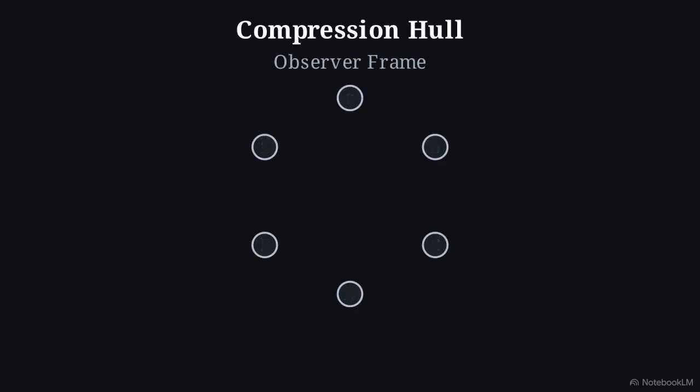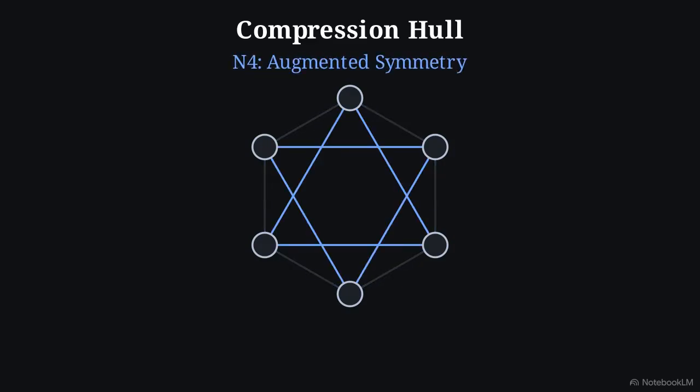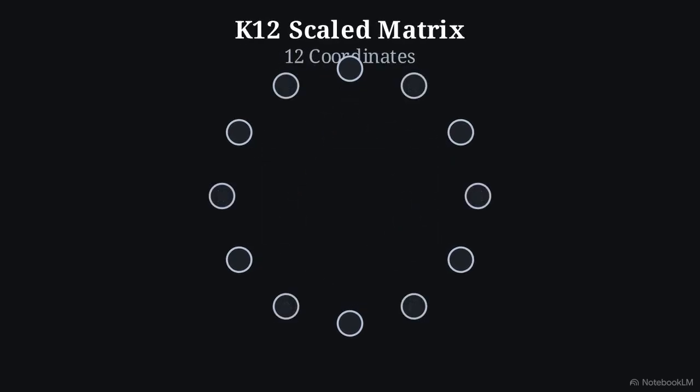This diagram shows a compression hull, a layout where a single set of coordinates simultaneously stores multiple independent structures. An observer reading adjacent nodes extracts the N2 whole tone sequence. Using the exact same coordinates, an observer reading every alternating node extracts the N4 augmented symmetry. Reading straight across the hull extracts the N6 tritone pairs.